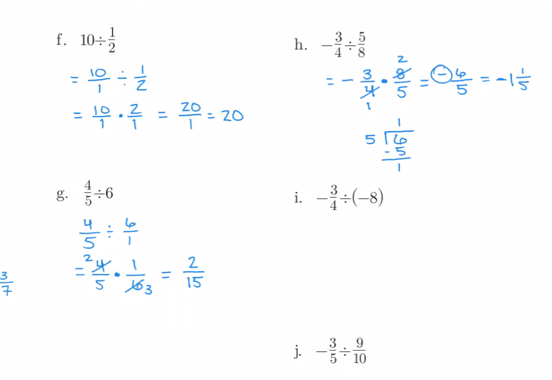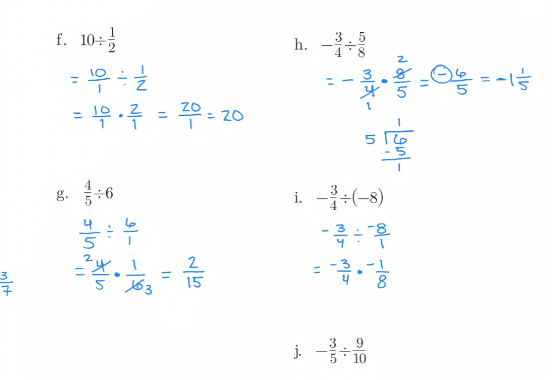All right, let's try example I. We get -3/4. I'm going to rewrite 8 over 1. I'm getting a little ahead of myself. Let's go ahead and just write this as -8 over 1. We copy dot flip. We get -3/4 dot -1 over 8.